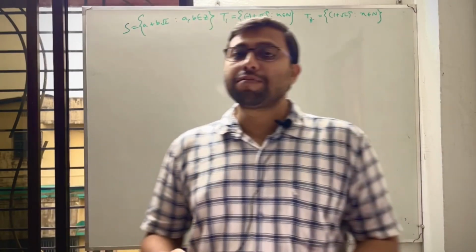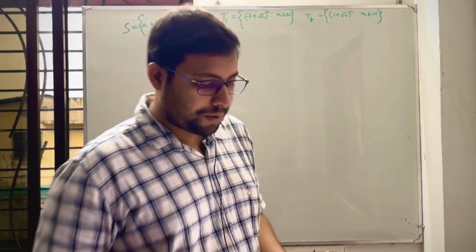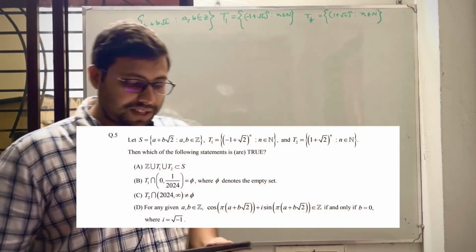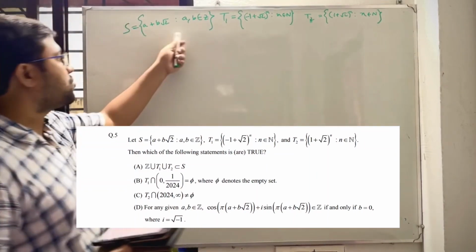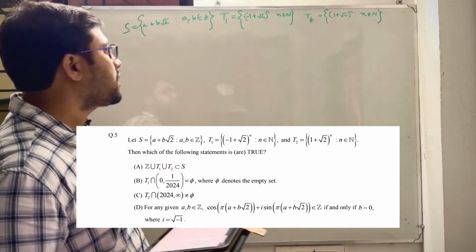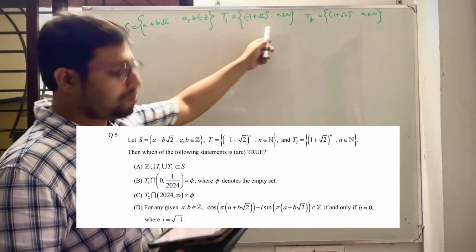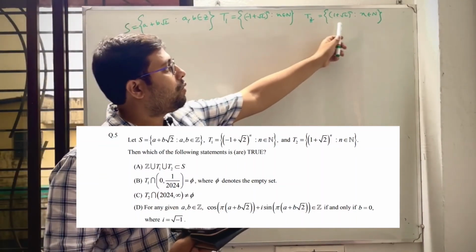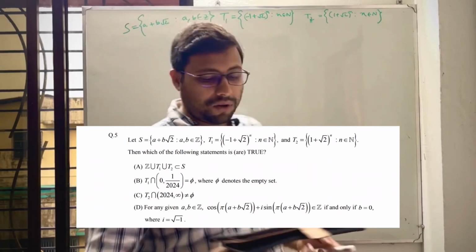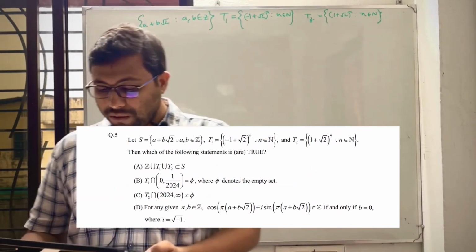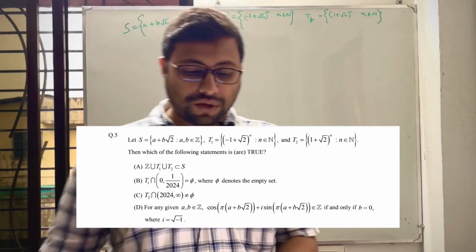Now we will solve another problem. Question number 5, paper 1. Given S is of the form a plus b root 2, where a, b are integers, and T1 is of the form (minus 1 plus root 2) to the power n, and T2 is (1 plus root 2) to the power n, n belongs to natural numbers. Then which of the following options is true?